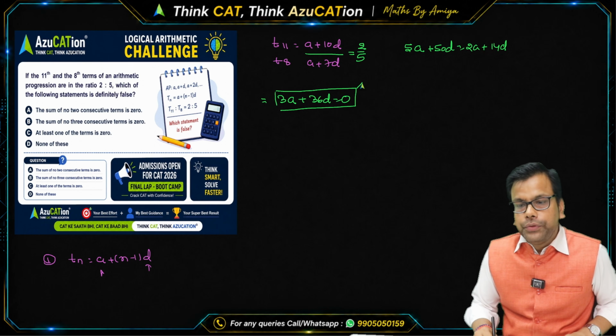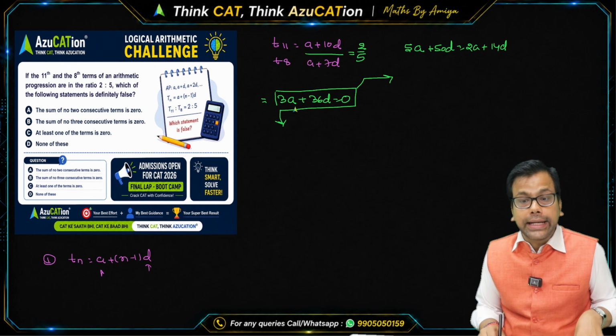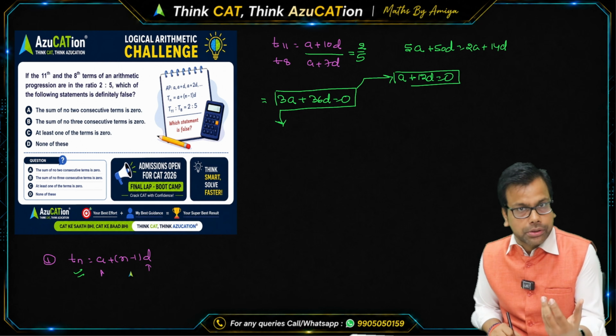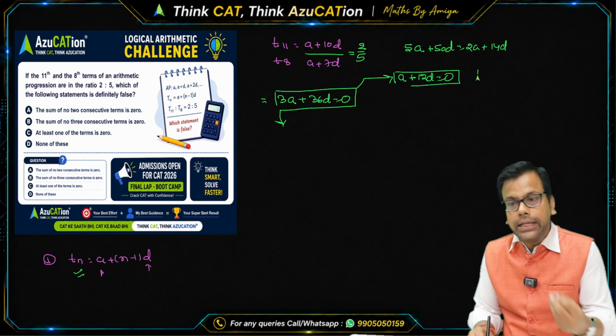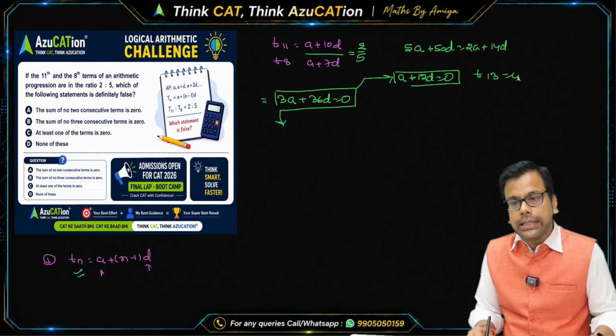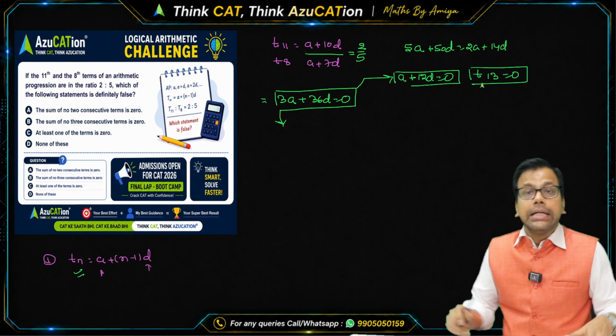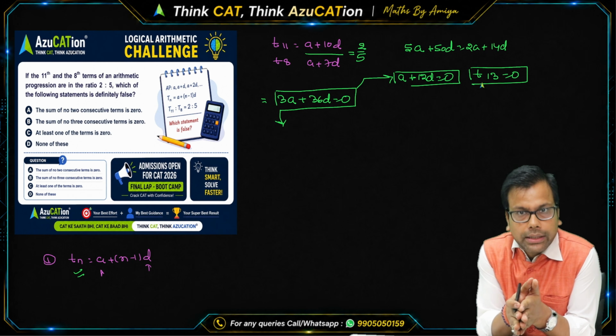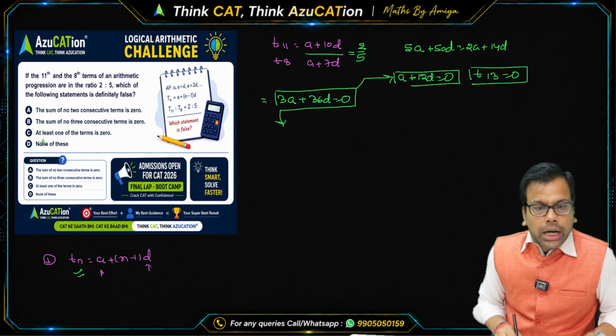Now we are going to write this in two ways. First, take 3 out. We get a plus 12d is equal to 0. By the formula of Tn and the application of Tn, we have the first term a, and we have 12d. So we can say T13 is equal to 0. Since T13 is 0, what does it mean? It means at least one of the statements is correct.